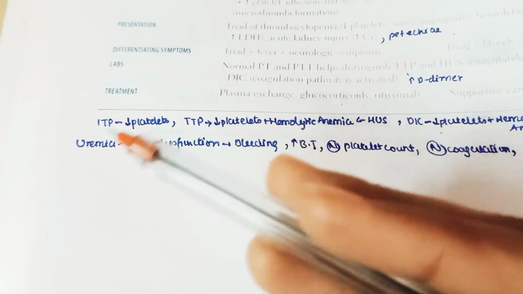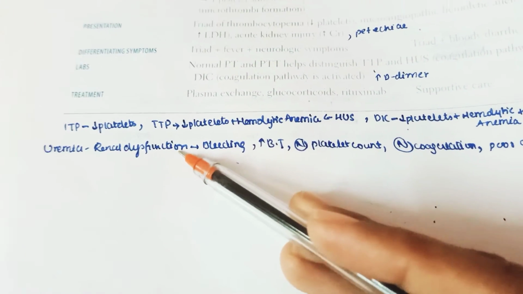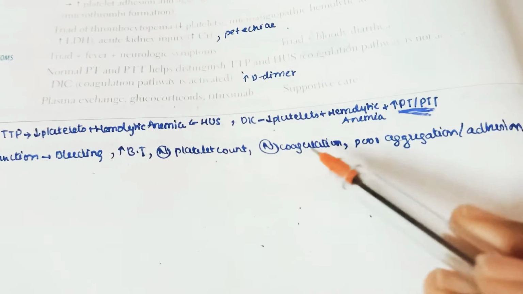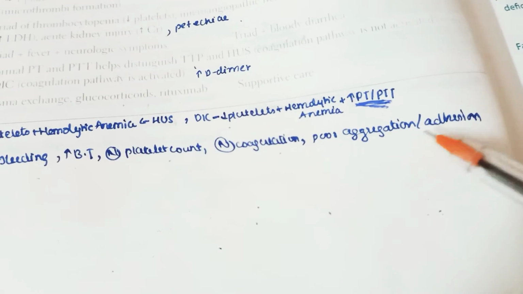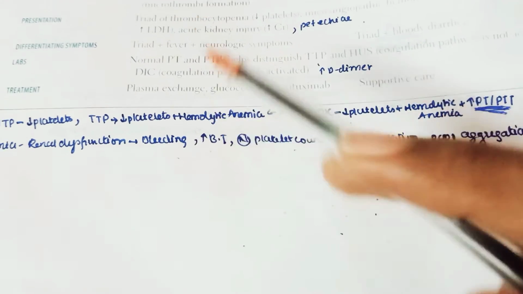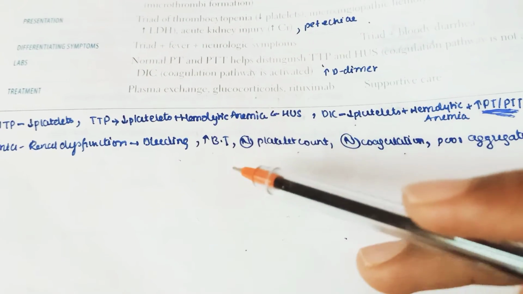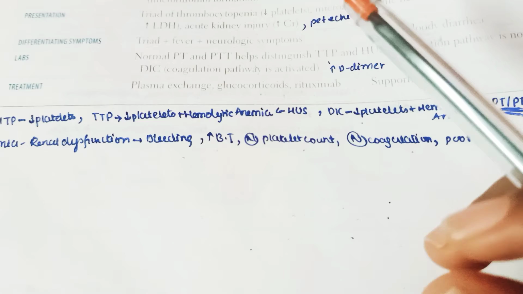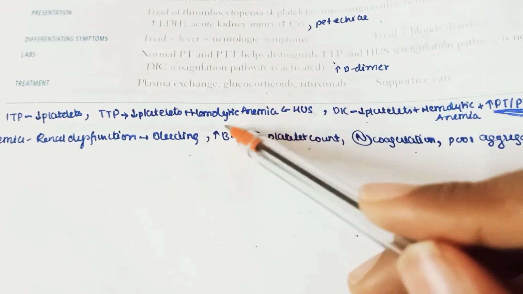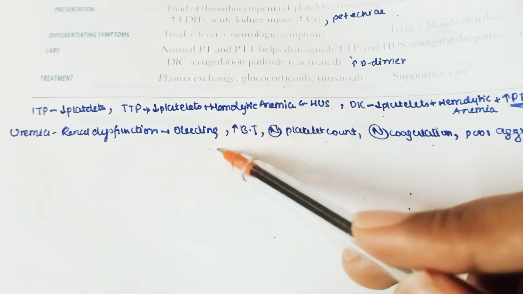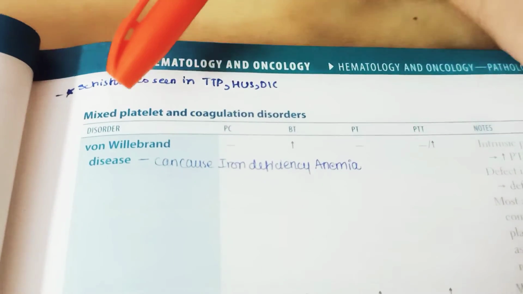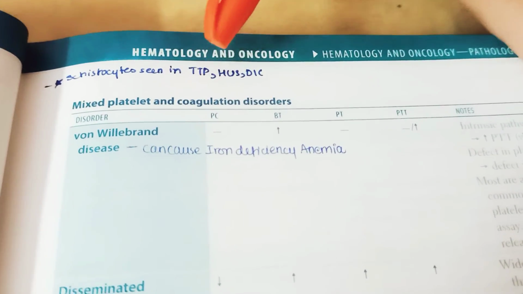Okay. Uremia: renal dysfunction, increased bleeding time, normal platelet count, normal coagulation. This is very important. In uremia, there is renal dysfunction, but the bleeding time is increased. The platelets are normal and the coagulation is also normal, but there is poor aggregation or adhesion. Because of poor platelet aggregation and adhesion, the bleeding time is increasing. Everything is normal, but the platelet aggregation is not forming. If platelet aggregation is taking longer to form, then of course the bleeding time will increase, right? So bleeding will be present because of renal dysfunction, that is uremia. The key point is schistocytes. Schistocytes are seen in all of TTP, HUS and DIC.